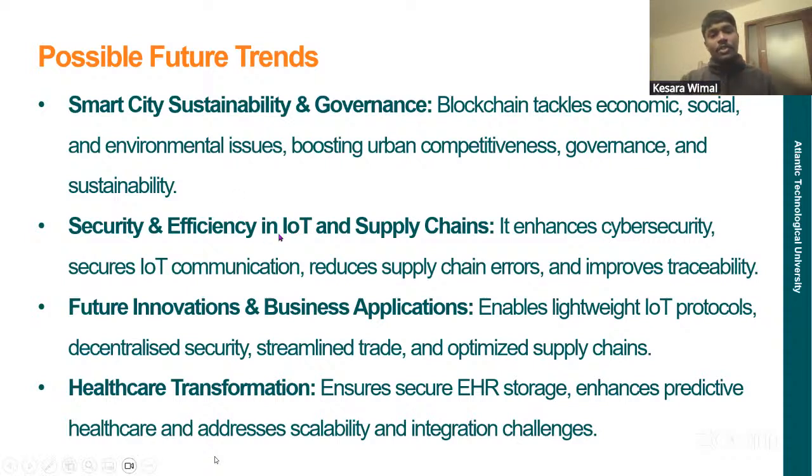Then, security and efficiency in IoT and supply chain. We can expect blockchain to be there in every supply chain because it gives transparency, traceability, and also reduces many errors. So when it comes to IoT and supply chain, we can expect blockchain will always be there. Future innovation and business applications: what will the business applications be? We can have solutions like lightweight IoT protocols, again towards IoT, and decentralized security.